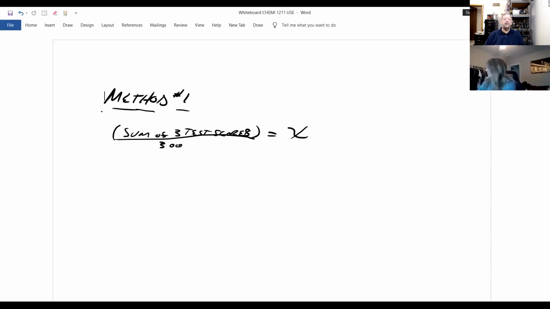Take the sum of your 3 test scores divided by 300, you get X. 90 and above is an A, and this point breakdown letter grade is in my syllabus. Anyways, 90 and above is an A, 80 to 89 B, 70 to 79 C. I don't think I have anybody below that level at all. All right, that's method 1.